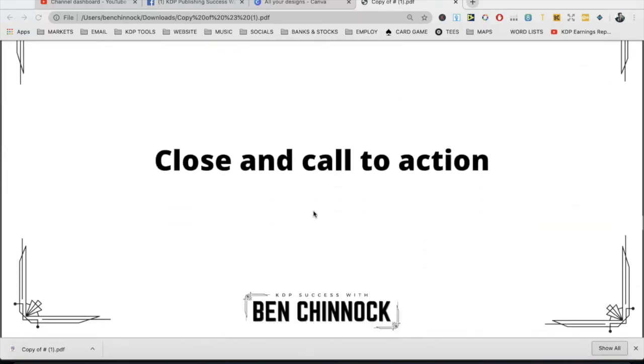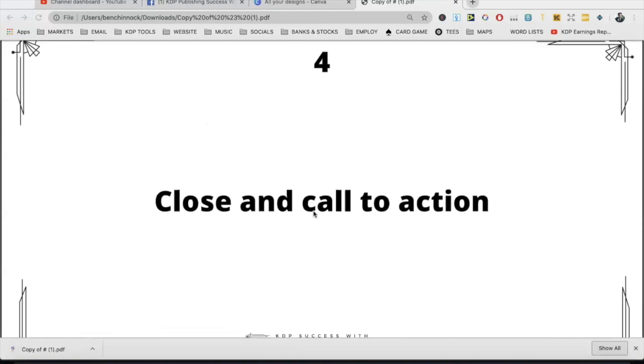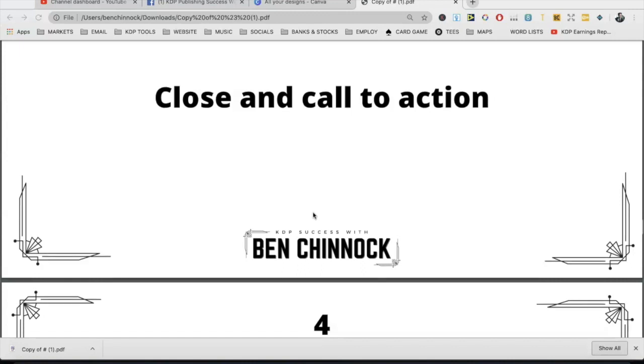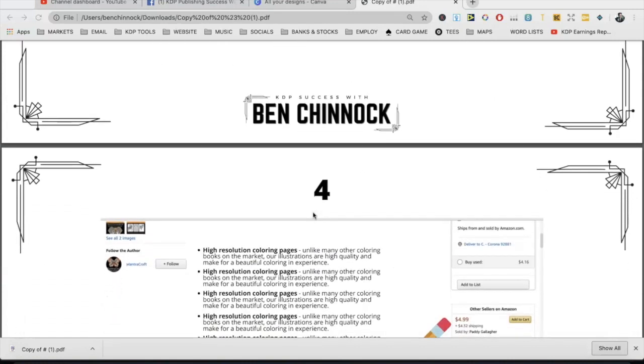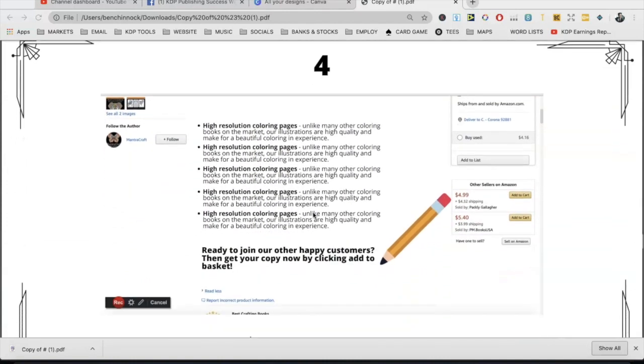So number 4 is going to be your close and call to action. Now this is very, very important, as you've piqued your customer's interest. If they're still on the description page, they've read to the bottom without clicking buy or add to cart, then you probably just need to prod them along. I mean, they're interested enough to buy your product. Now all you need to do is close them, make them choose, make them have a final decision.